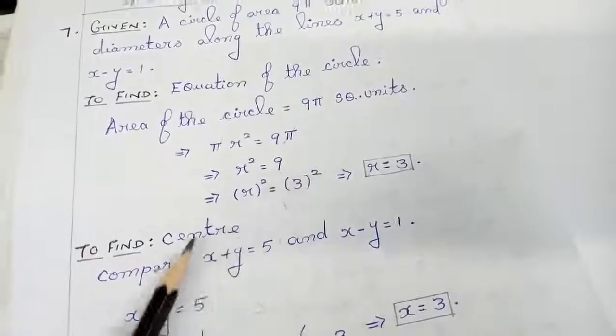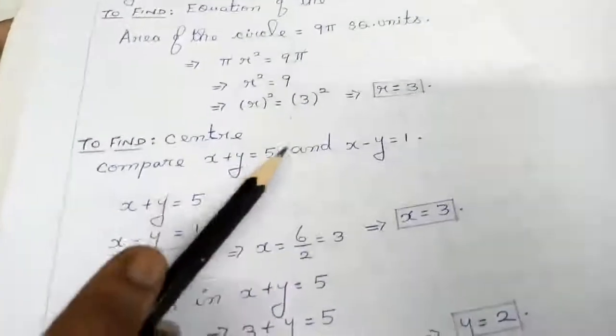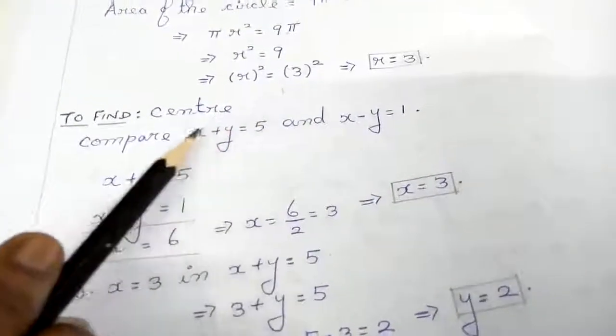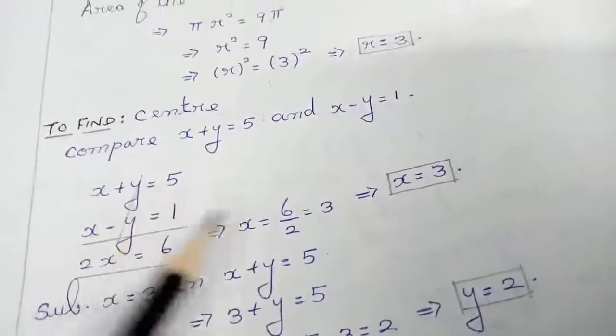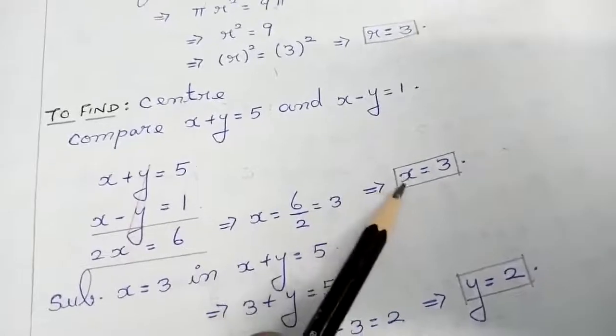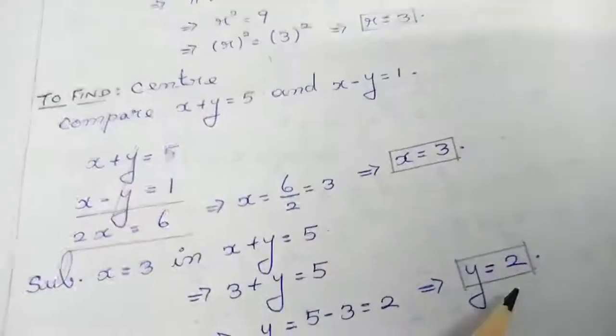Next, to find the center, I am going to take the equations given for the lines, that is x plus y equal to 5 and x minus y equal to 1. Solve the equations by the elimination method. After solving, you are going to get x equal to 3 and y equal to 2.